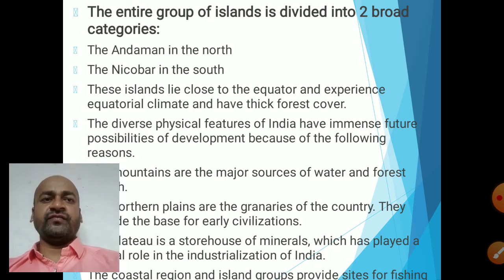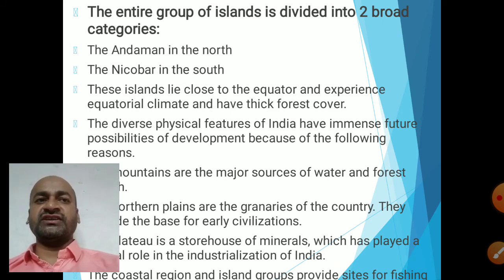The entire group of islands is divided into two broad categories, the Andaman in the north and the Nicobar in the south. These islands are believed to be unevenly submerged portions of submarine mountains. The southernmost tip of these islands, called Indira Point, is further south than the Indian mainland.